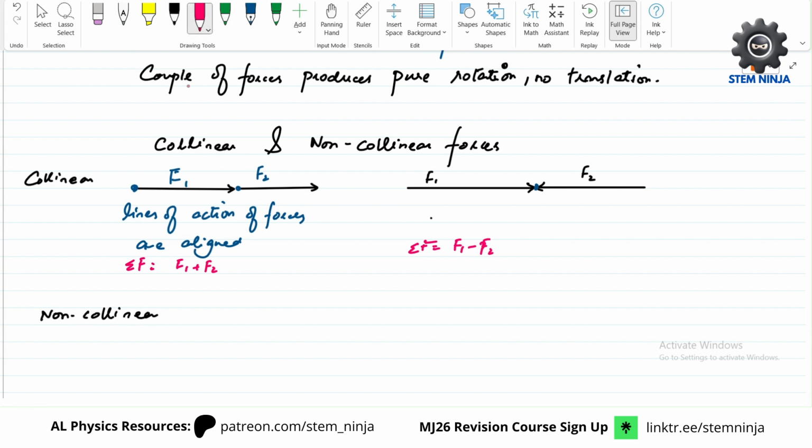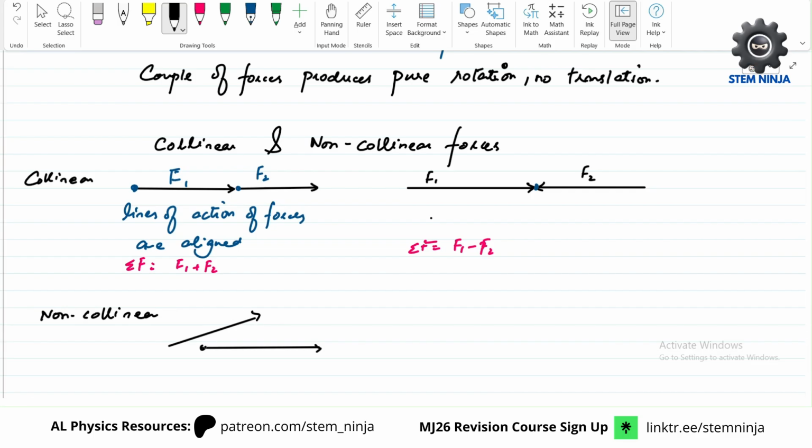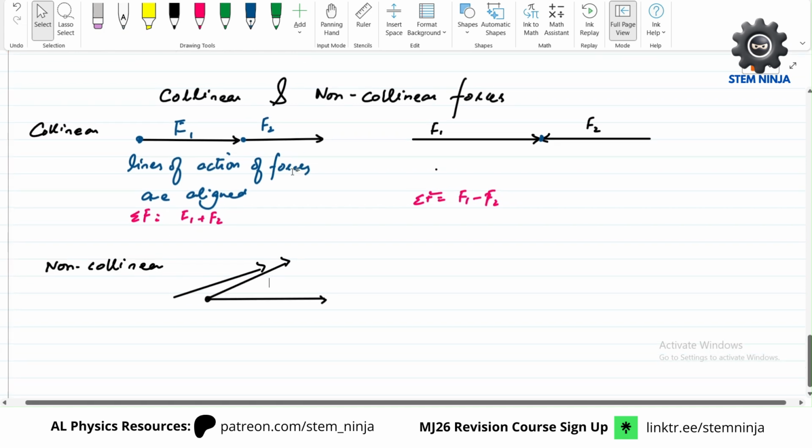But when you have non-collinear forces, we already discussed how to add them, but just to show you that these were non-collinear. For example, these ones are non-collinear. We can still add them through vector addition. They can even be passing through the same point, but they will still be non-collinear because their lines of action are not aligned. So we will find the sum through vector addition.